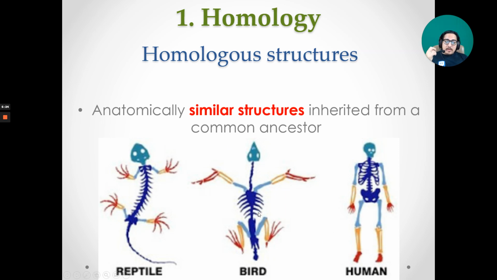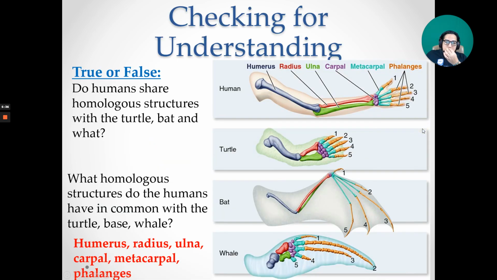So pretty much, what do the reptile, bird, and human have in common? They have homologous structures. They have structures that are kind of similar to each other, even though they do look very different. So here's another one.